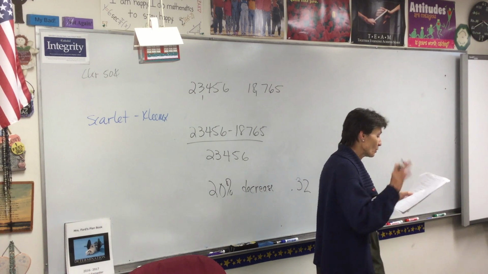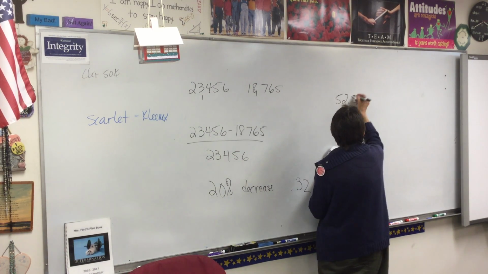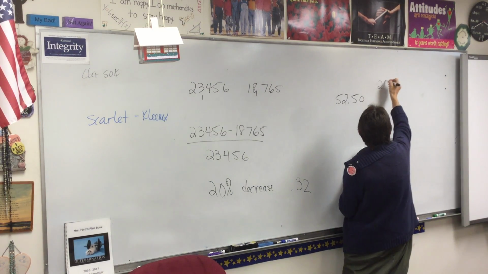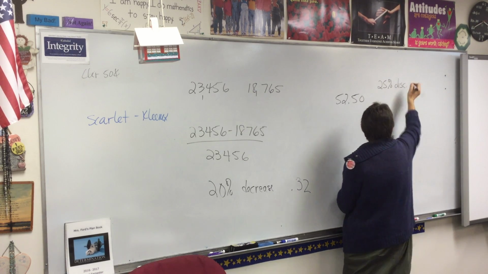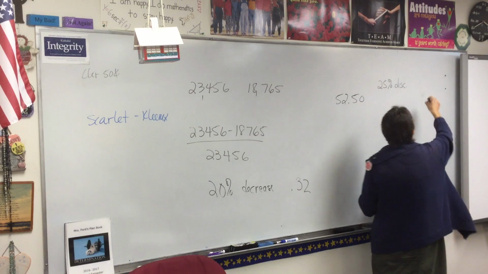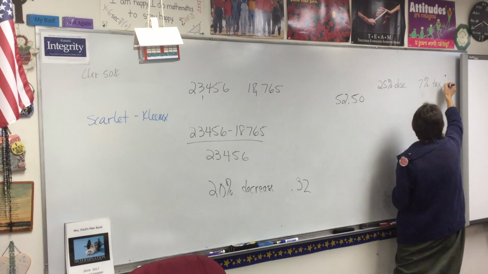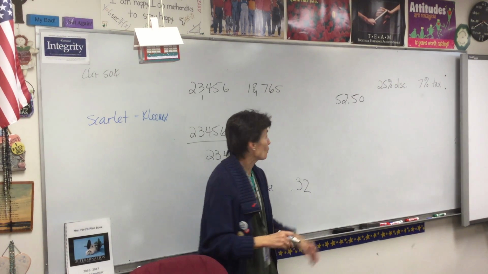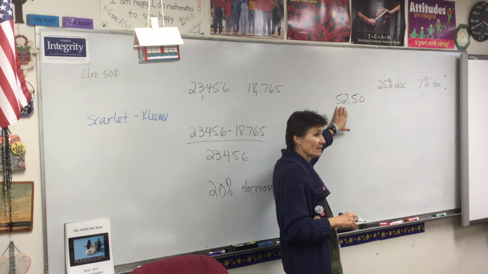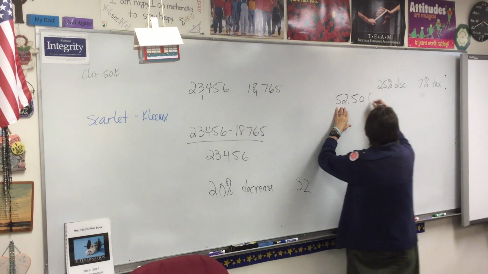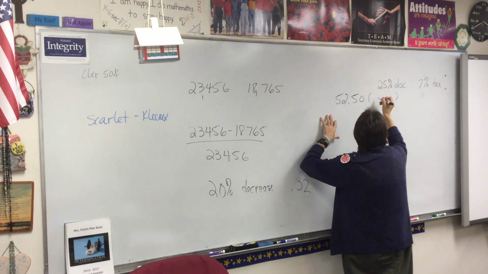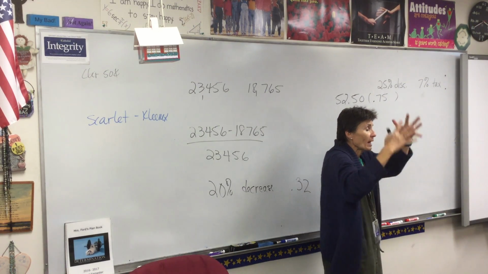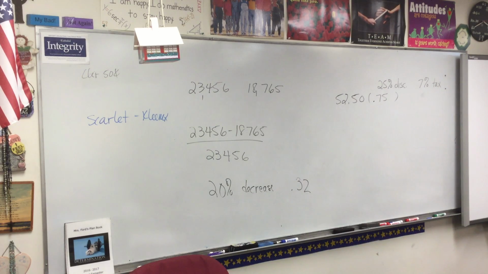So a sweater costs $52.50. It is on sale for 25% off, and there is a 7% tax. Your job is to find the final cost of the sweater. So you're going to take $52.50, and what are you going to multiply it by that reflects a discount? 0.75. You don't multiply by 25 because that will tell you how much they're taking off.